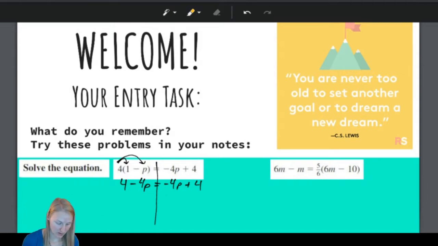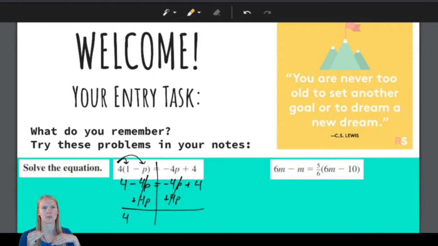I'm going to do that by adding 4p to get rid of this, and if I add it to one side of the equation, I gotta add it to the other side. So I will add it over here as well. And now I have negative 4p plus 4p. Oh, well, that just cancels out too. Negative 4p plus 4p is 0. So this is just 4 on the left side equals 4.